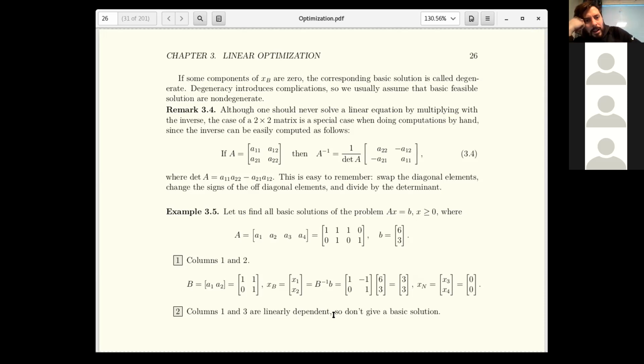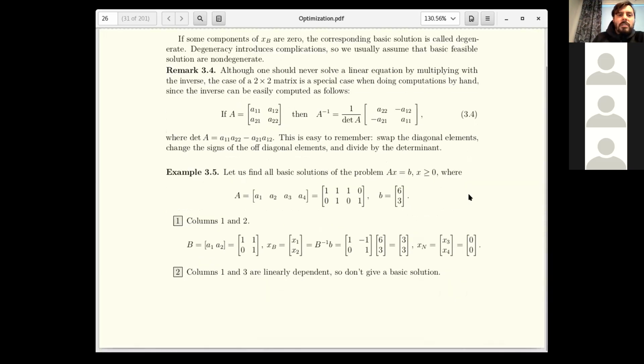If you must. Okay, so let's have an example here. We find all the basic solutions where the matrix is given like this.